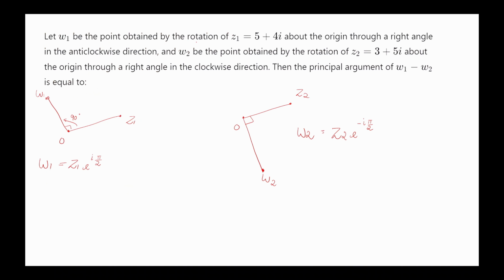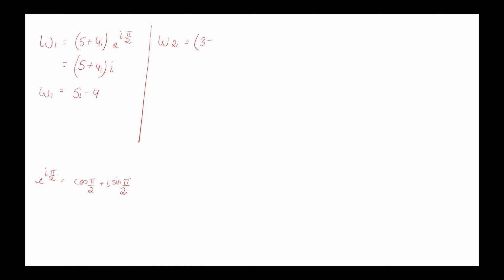Similarly, let me find out what my W2 is going to be. What is my Z2? 3 plus 5 iota, into e to the power iota pi by 2. Here there is a minus sign as well. So this would become 3 plus 5 iota and e to the power minus iota pi by 2. Instead of pi by 2, I'll simply put minus pi by 2, so I would have a minus iota multiplied here. What would this become? Minus 3 iota, and iota into iota would give us plus 5. So this is my W2.